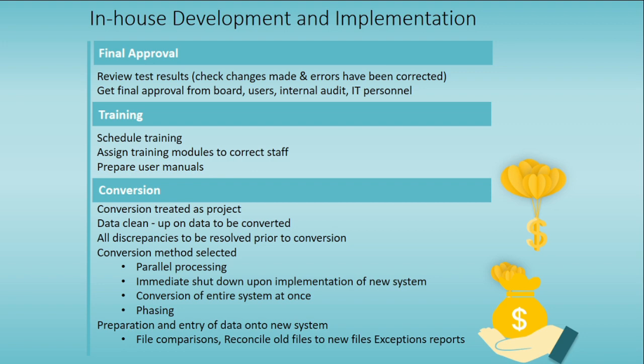Immediate shutdown. That is where we stop the one system and start the other system in one day. This is a very risky type of conversion. That is because if we do not stop the one system adequately and we haven't transferred all the data to the new system correctly, we can end up with incorrect or damaged data in the new system.